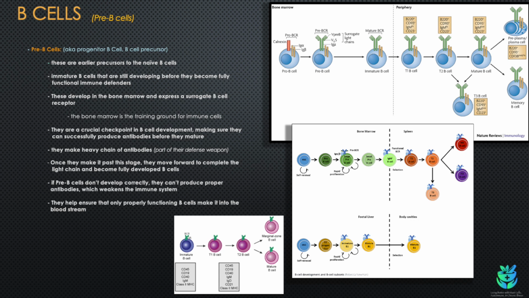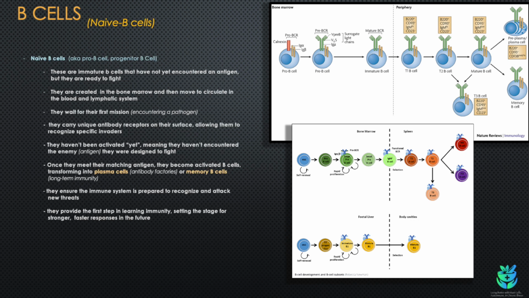which are part of the defense weapon. Once they make it past this stage, they move forward to complete the light chain and become fully developed B cells. If pre-B cells don't develop correctly, they can't produce proper antibodies, which weakens your immune system. They help ensure that only properly functioning B cells make it into the bloodstream. Naive B cells, otherwise called pro-B cells or progenitor B cells.